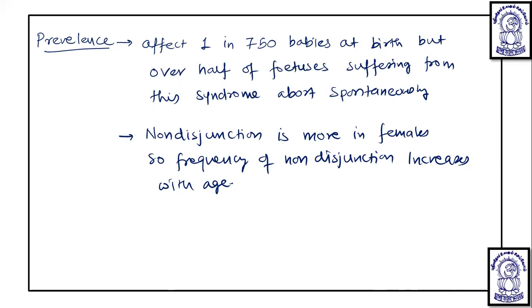Now this Down syndrome, if we talk, it does not run in families and it is related to the abnormal behavior of chromosome during the meiosis. As we can see, this is a non-disjunction. However, it is seen that about 3 to 4% Down syndrome cases are due to translocation of 21st chromosome to chromosome 14 or less commonly to the chromosome 22.